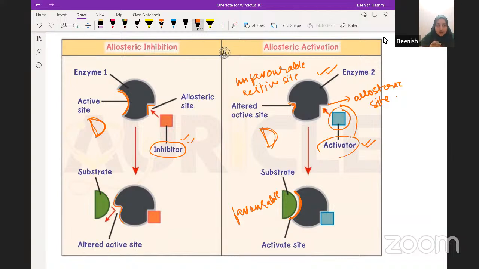It has changed into a small shallow groove, which will no longer be able to accommodate this substrate in green here. So, okay, this is allosteric inhibition. So very simple: in allosteric activation, what is happening? Because of the activator, your unfavorable active site is going to change into a favorable active site. And in allosteric inhibition, because of the inhibitor binding to the allosteric site, the favorable active site is going to change into an unfavorable active site.